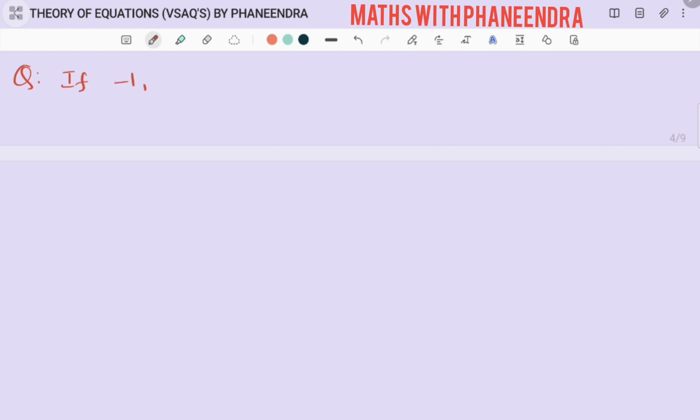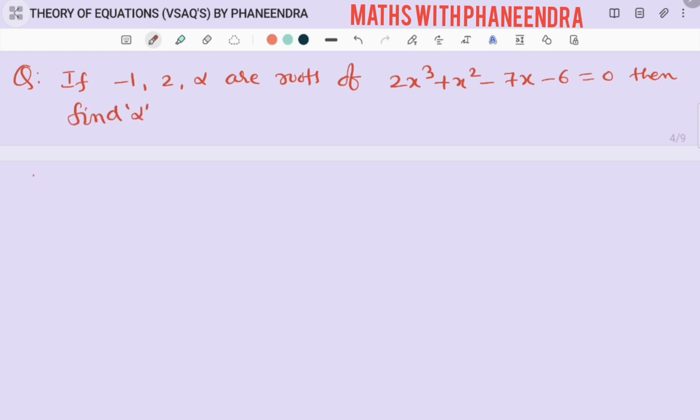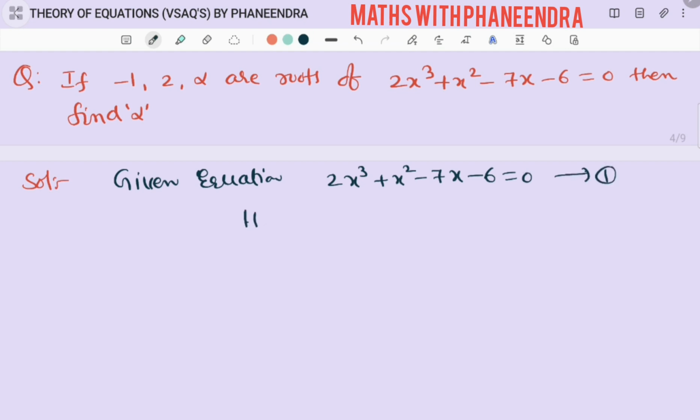If minus 1, 2, alpha are roots of 2x cube plus x square minus 7x minus 6 equal to 0, then find alpha. So the given equation is 2x cube plus x square minus 7x minus 6 equal to 0, keep that as equation number 1. Comparing with ax cube plus bx square plus cx plus d, a is equal to 2, b is equal to 1, c is equal to minus 7 and d is equal to minus 6. So we got the A, B, C, D values. After that, they are asking alpha only.